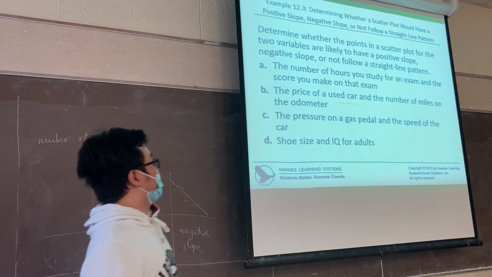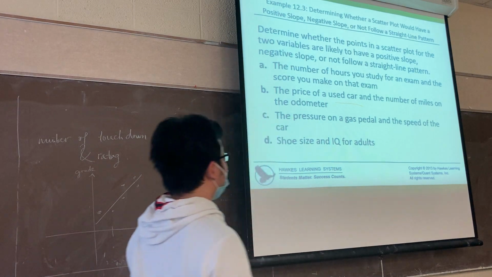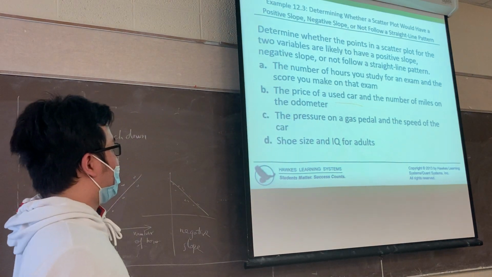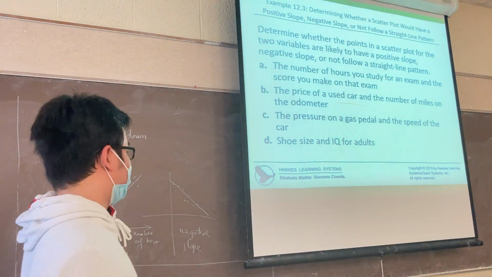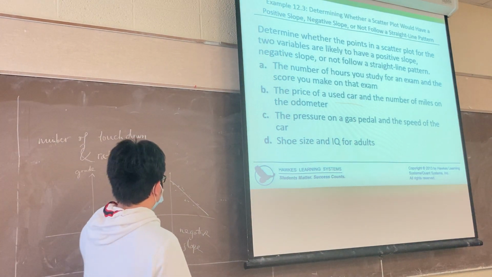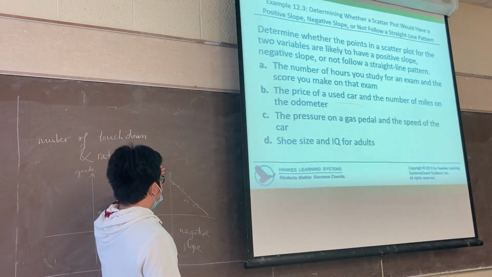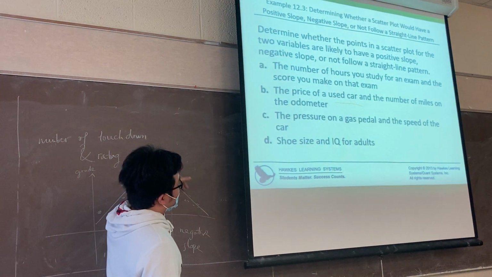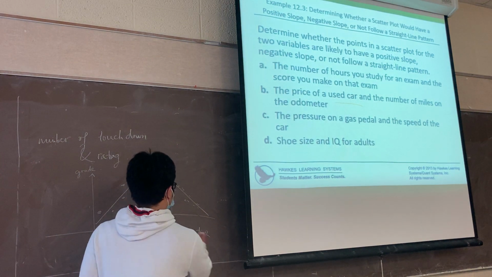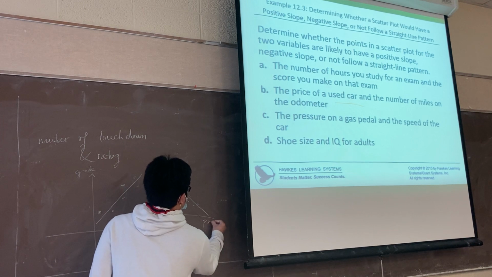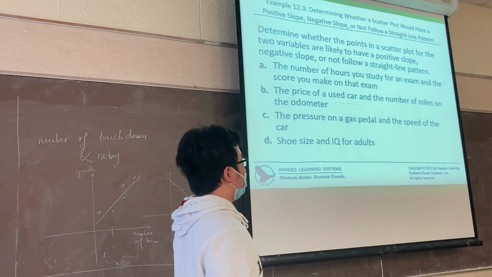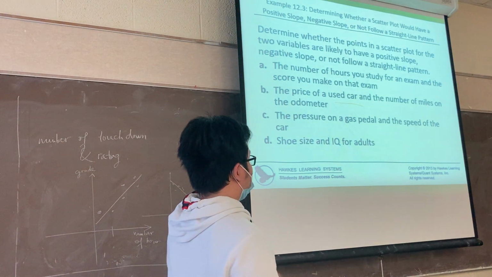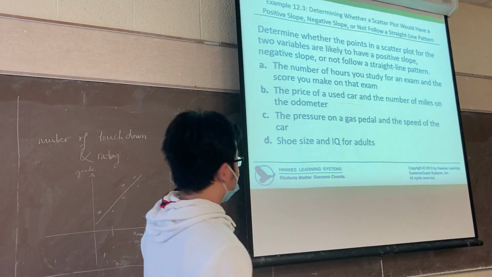What about B? The price of a used car and the number of miles on the meter. It's negative, right? Exactly. When you use a car for a long time, the price will decrease. This is the negative slope.